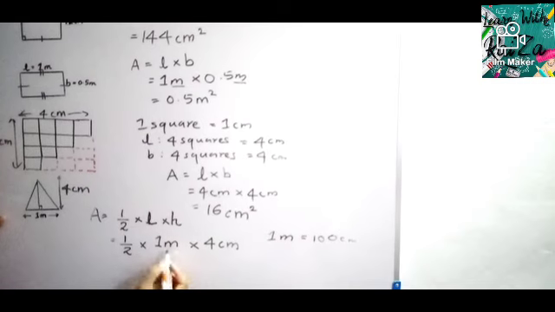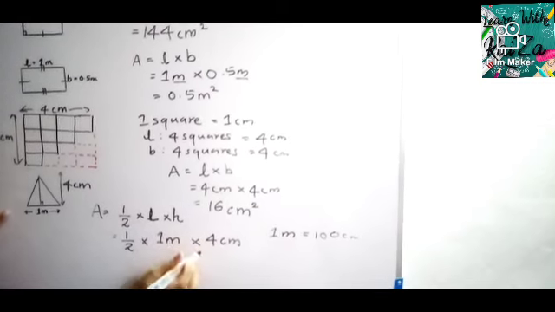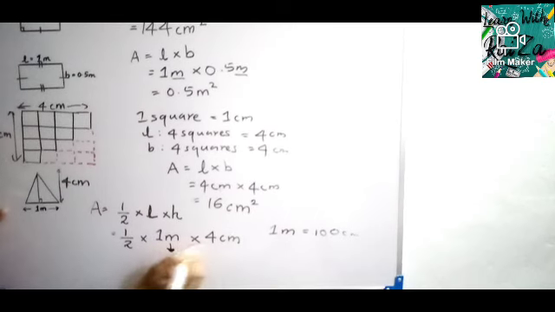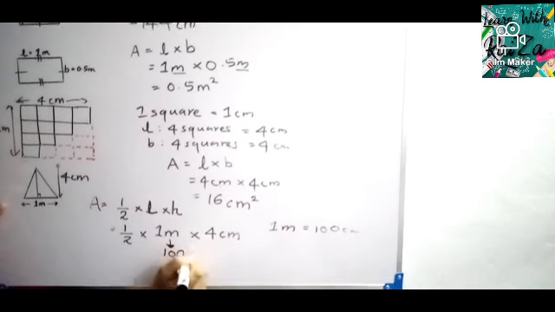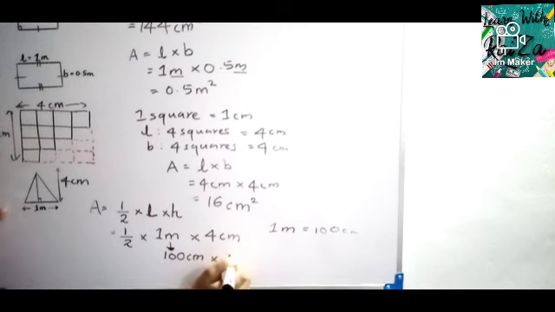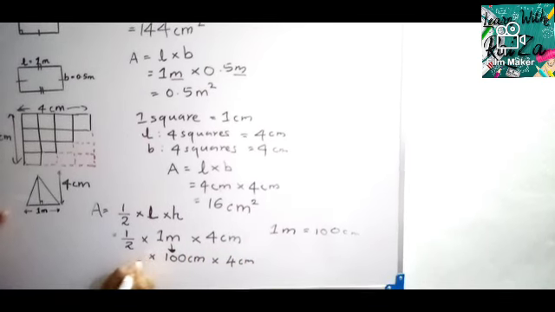It's easy, 100 centimeter. Okay. We don't want to convert to meters. So let's convert to centimeters. Now this 1 meter I'm writing as 100 centimeter into 4 centimeter into half.